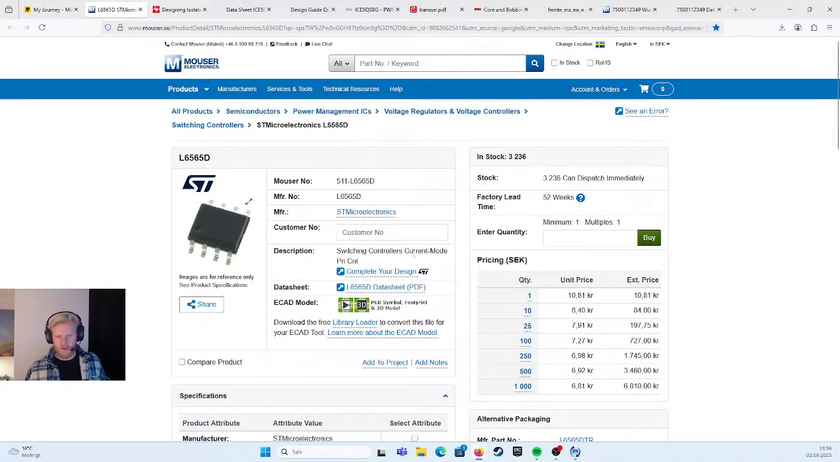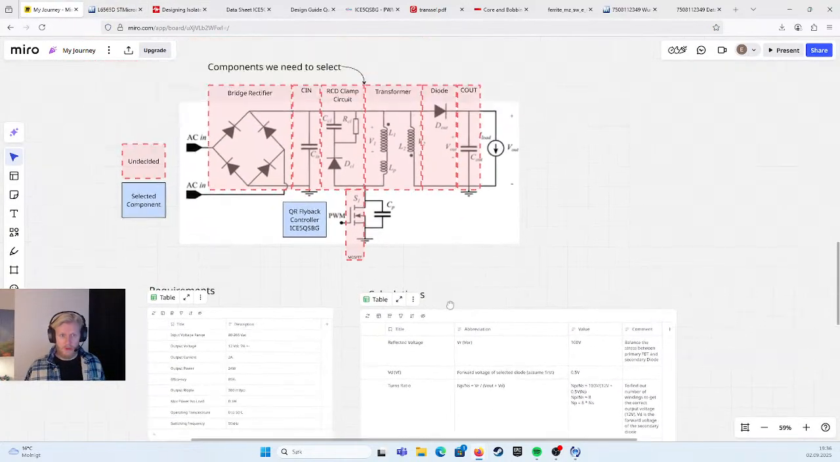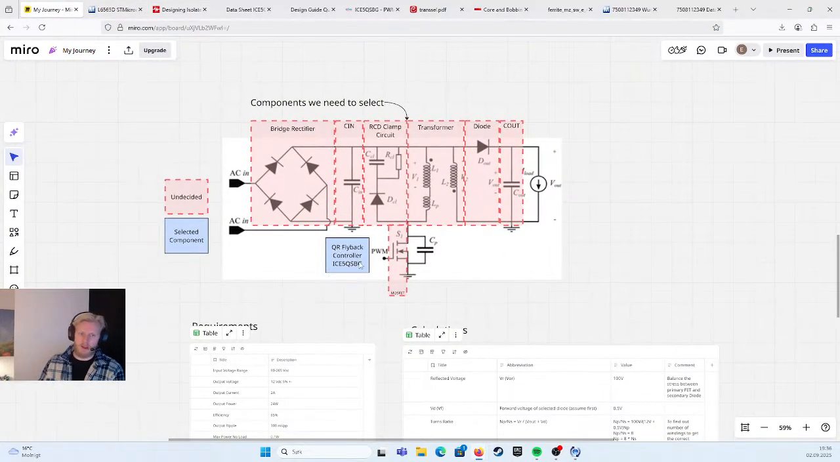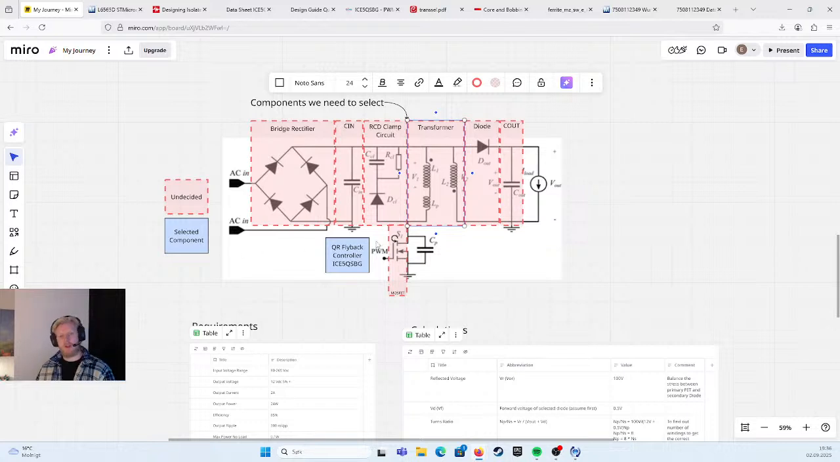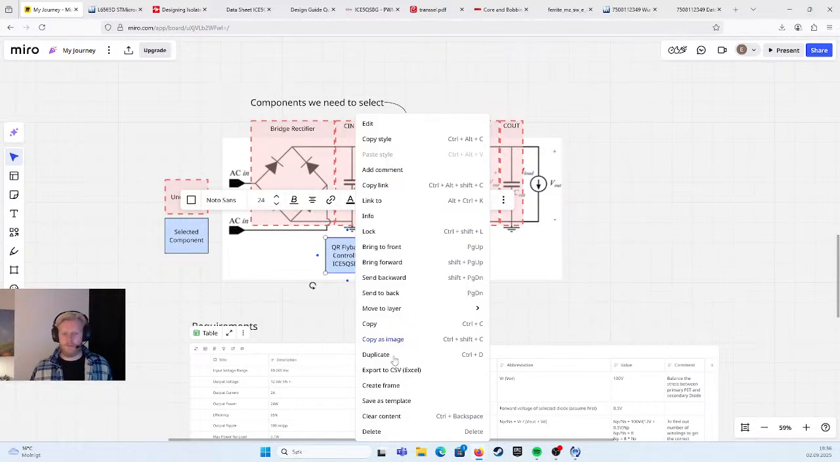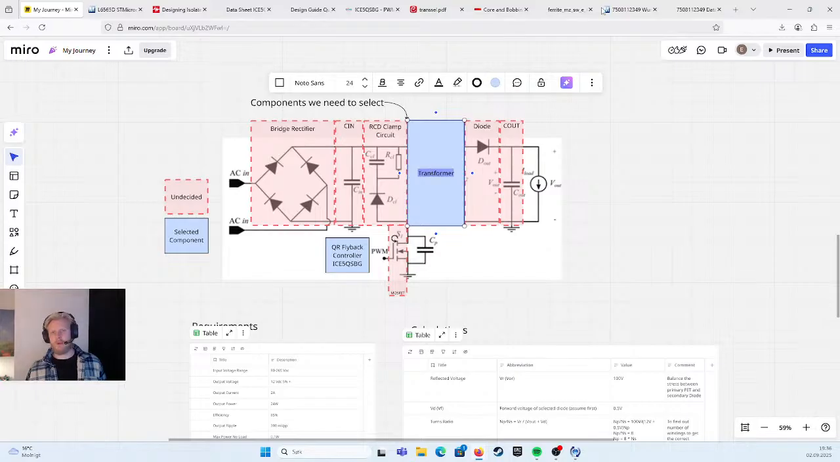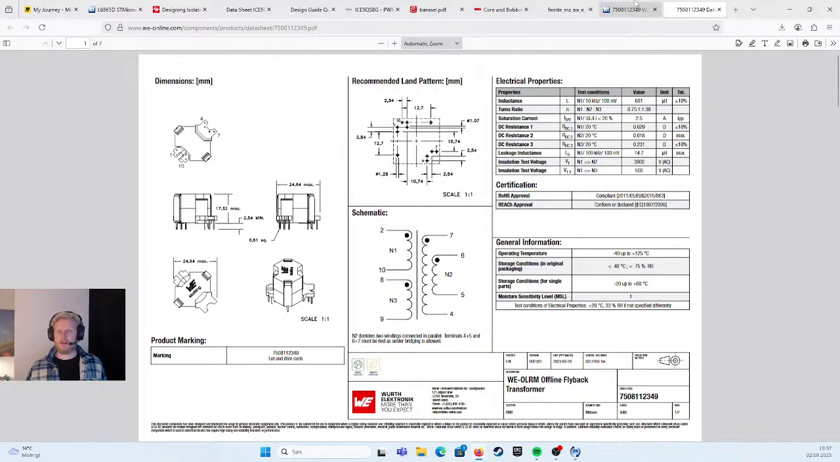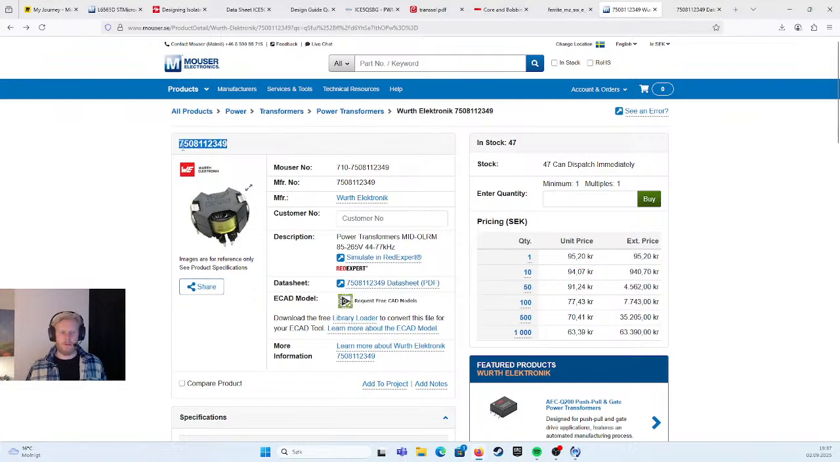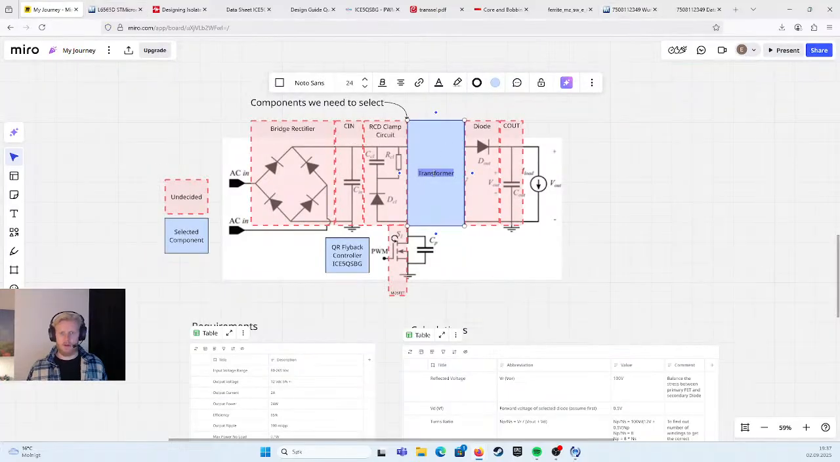And what was this? Switching controller's current mode. Okay, yeah, so basically we have selected the QR flyback controller, which is this one, and then now we can change. Can I copy style of this? Copy format maybe? Copy style, paste style. So the transformer we select is this one. Würth Elektronik.